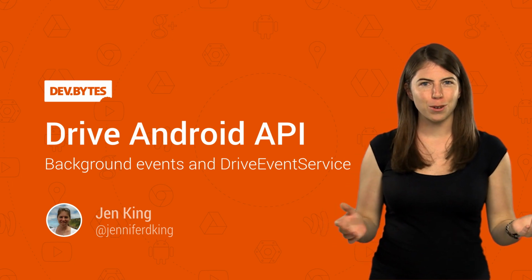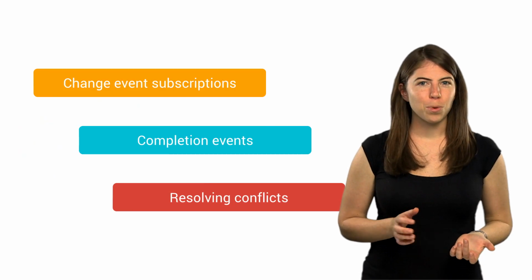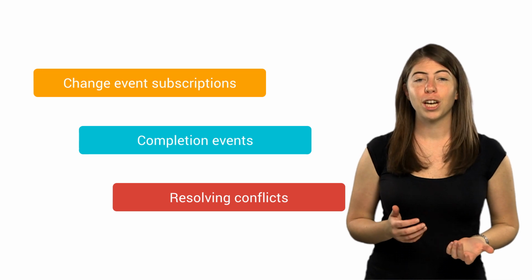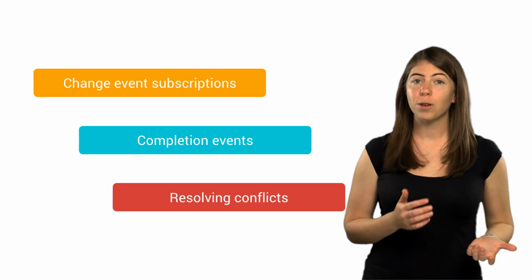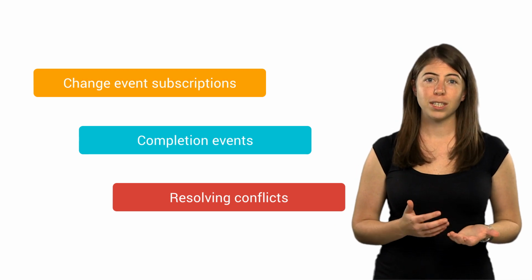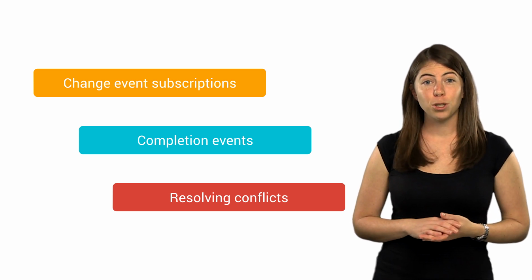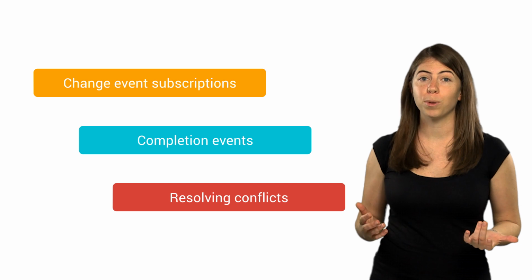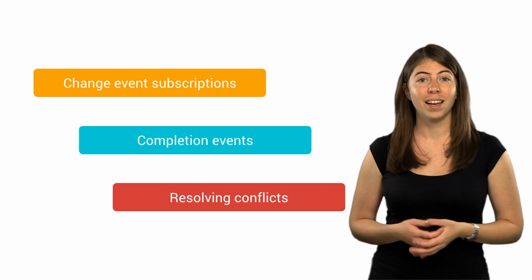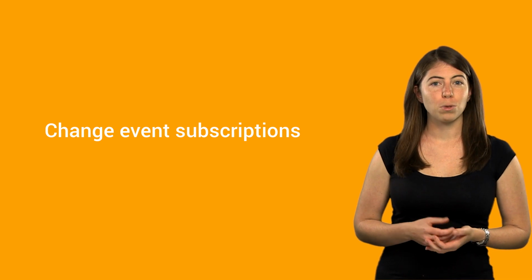Today, I'm going to talk about the DriveEventService, which allows your app to respond to background events. First, we'll cover ChangeEvents, which notify you of changes to a particular item. Next, we'll introduce CompletionEvents, which tell you the outcome of a particular action. For example, whether a file you created was uploaded successfully. Last, we'll show you how to use CompletionEvents to resolve conflicts when multiple apps or multiple devices edit the same file. Let's get started.